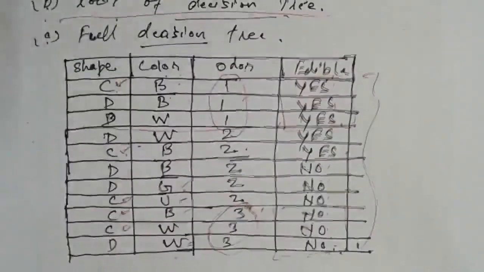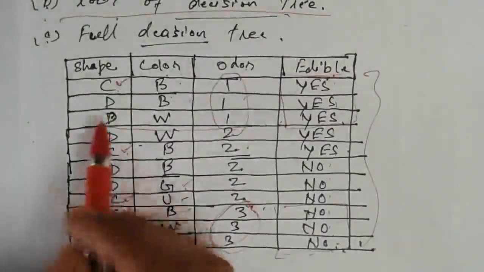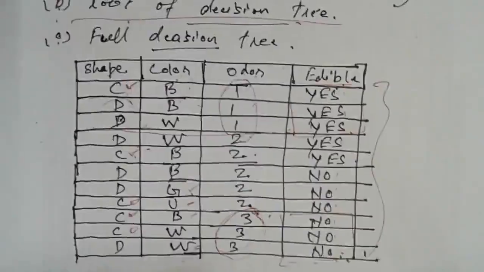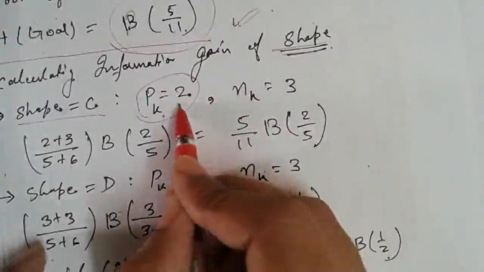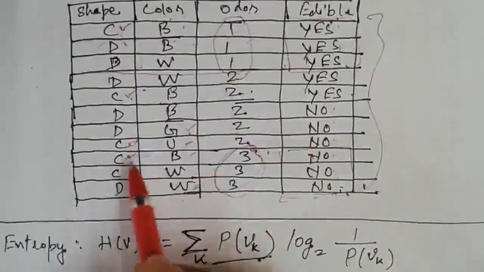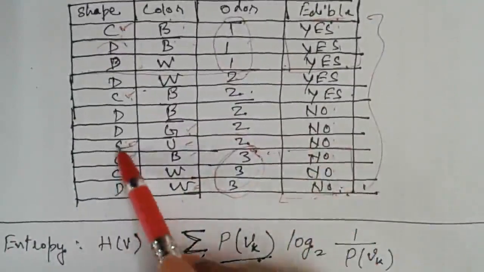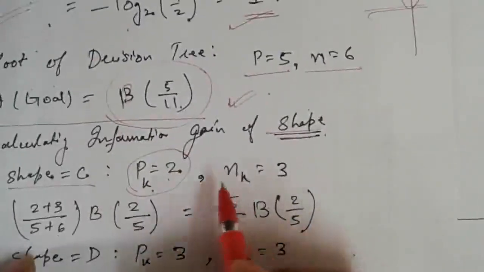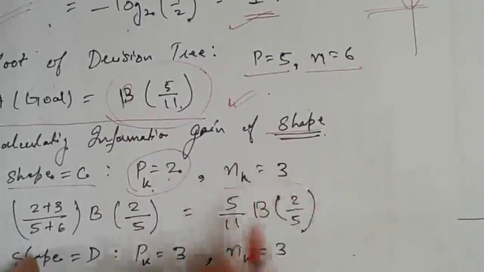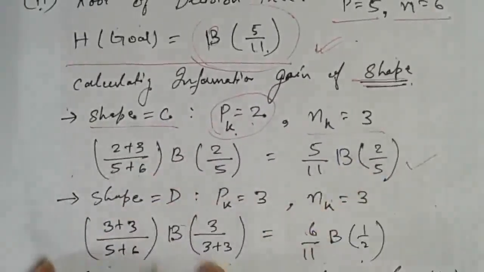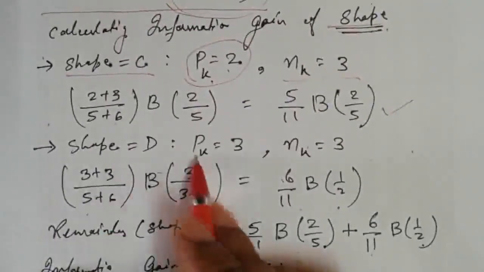In the positive decision, in the reduced tree, we are not including these D values. We are counting only the C values. So Pk is equal to 2, and if you see here, C has 3 values with no. So Nk is basically 3. So we have a remainder calculated from the formula. Similarly, we can calculate the remainder for shape D.